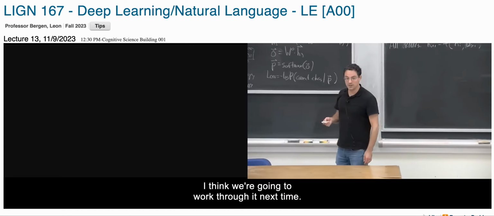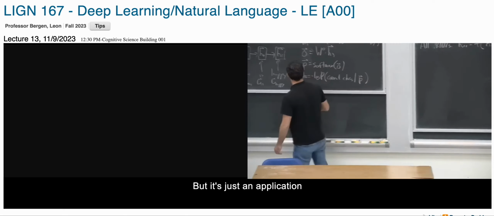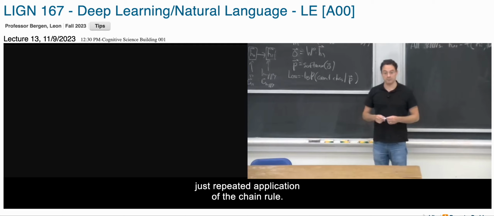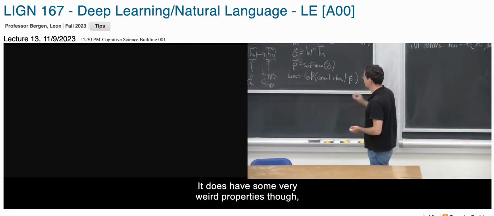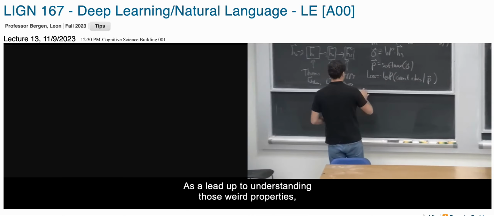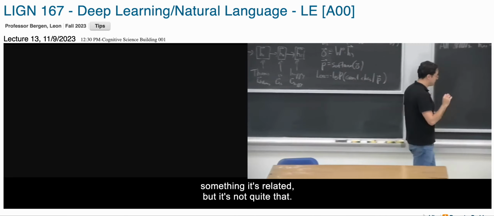I think we're going to work through it next time. I decided not to do it today, but it's just an application of everything that we've seen so far, just repeated application of the chain rule. It does have some very weird properties, though, that we have not seen yet. As a lead up to understanding those weird properties, I'd like to actually look at something. It's related, but it's not quite that.